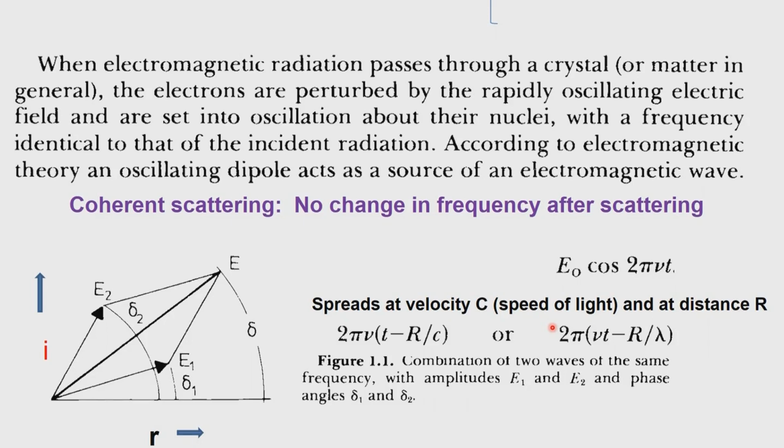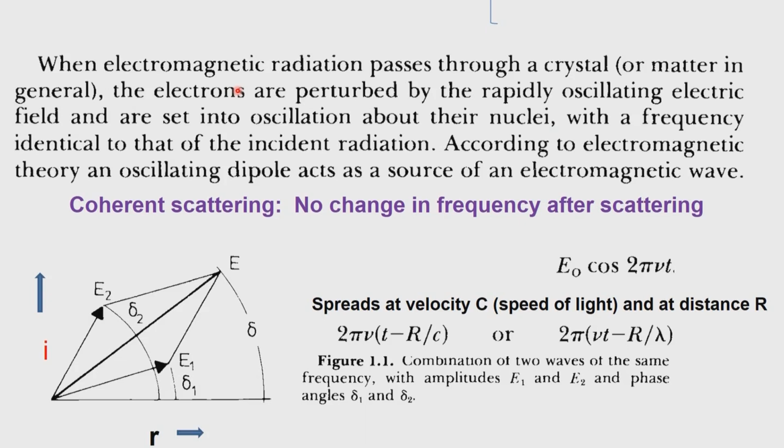Right. So how is the whole thing done? This is the whole logic of how this whole thing has been carried out. So let us go through it very slowly and systematically. When electromagnetic radiation passes through a crystal, so we now have a crystal, we are sending electromagnetic radiation, now we know it is X-rays. So X-rays are falling on the crystal or matter in general. As we discussed so far, the electrons are the ones which are perturbed, that are disturbed by the rapidly oscillating electric field.